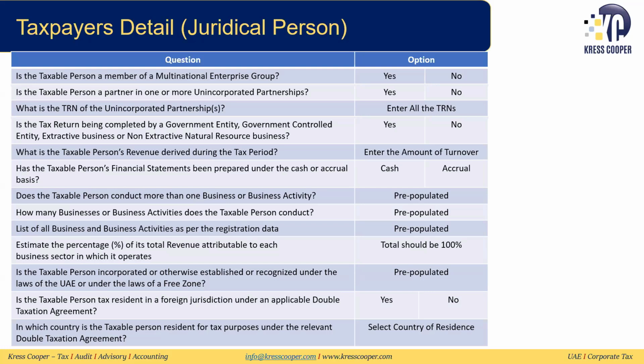For example, some of the double taxation agreements have the tiebreaker rule. So if you are a resident of both the countries, this tiebreaker rule will be applicable, and depends on that in the end, in the tiebreaker rule, if you are the resident of UAE or of the other foreign jurisdiction. So you have to mark this correctly for that. If you mark it as yes, then it will ask you which country is the taxable person resident for tax purposes under the relevant double taxation.